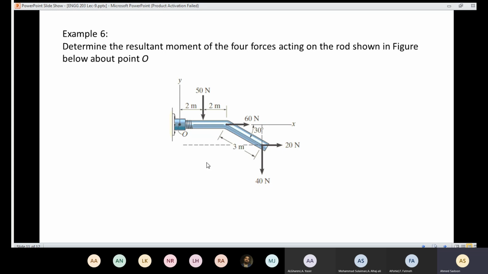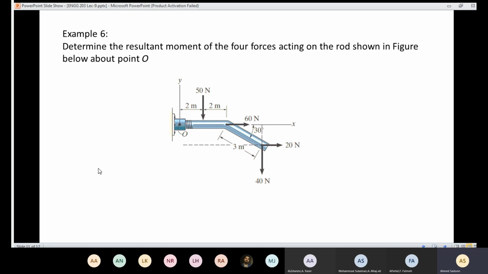Since I have more than one force, here I have force here, and force here, and force here, and force here. So I'm going to have more than one moment, and I need to know the resultant moment about the point O. So the resultant moment is going to be the summation of all the moments here. And this time it's important to deal with positive and negative. If the moment is clockwise, we are going to put positive. If it's counterclockwise, we are going to put negative.